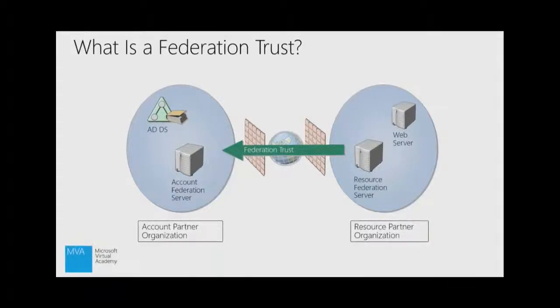It is one way by default. And in this case, in terms of the diagram, an interesting little pointer: in any diagrams where you see trusts involved, the arrows point to where the accounts are. The resource partner is trusting in that direction the account partner.